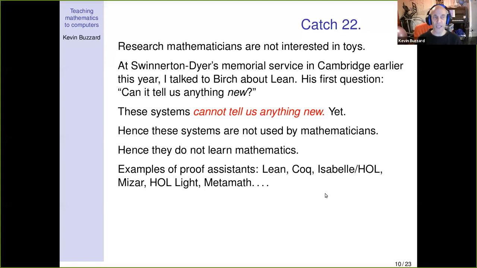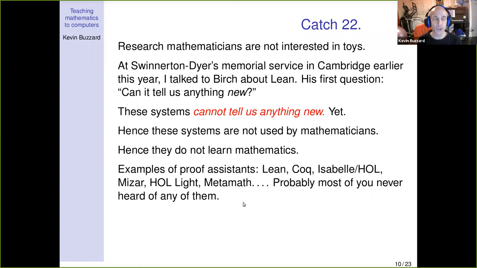Because I'm talking in a mathematics department now, here are some examples of these computer proof assistants, computer programs that can be used to check proofs: Lean, Coq, Isabelle, Mizar, HOL Light, Metamath. If you talk to people in my math department, many have never heard of any of these systems. They've heard about Lean because I keep talking about Lean all the time, but probably they never saw it.